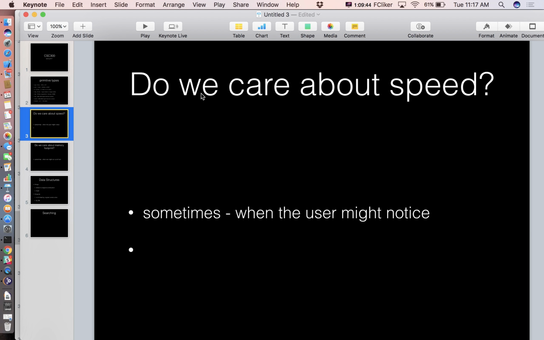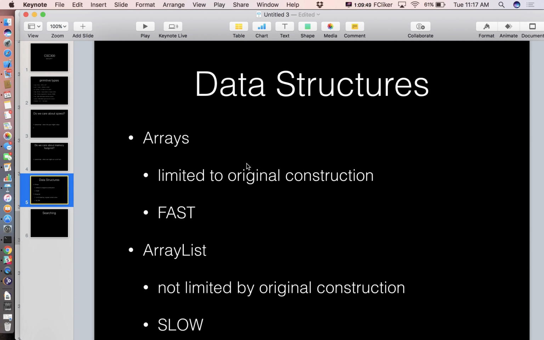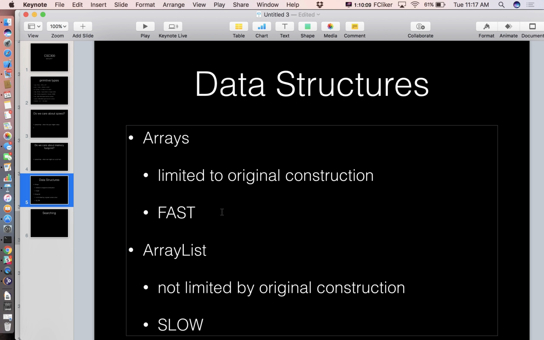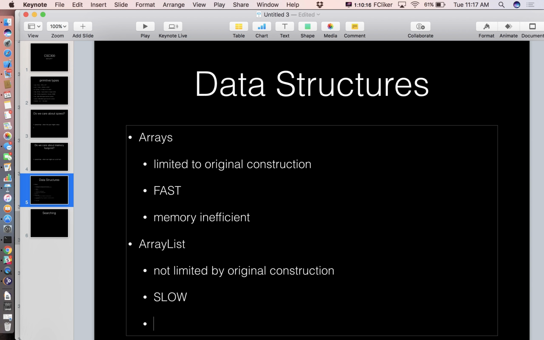All right. So when do we care about speed? Sometimes. When do we care about memory? Sometimes. When do we look at data structures? Well, first of all, we're kind of talking about data structures in general. I've kind of shown you almost that decision-making thing. When we look at arrays versus array lists or linked lists, two things come to mind. For arrays, I've said these guys are fast, but let me throw another statement in here: these guys are memory inefficient. Array lists are slow, but they are memory efficient.